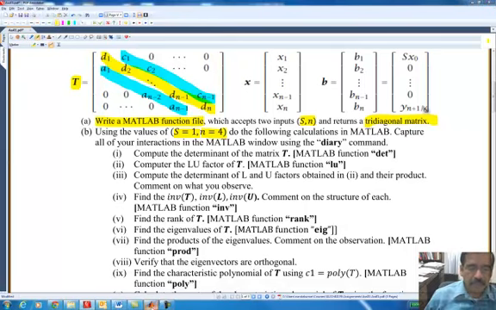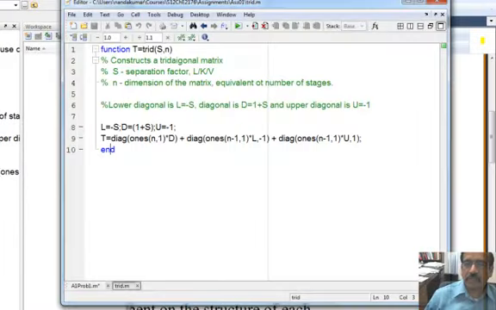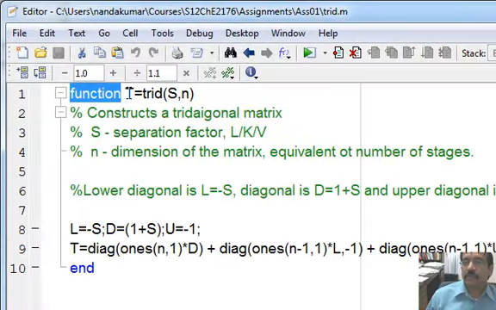Okay, so I open up MATLAB and I have written the function already, and I'll just take you through the steps that are involved. So it is a function file, so it must have the keyword function, followed by the output t, followed by equal sign and some name of the function that you give, followed by the input arguments. In this case, we are told that these would be s and n.